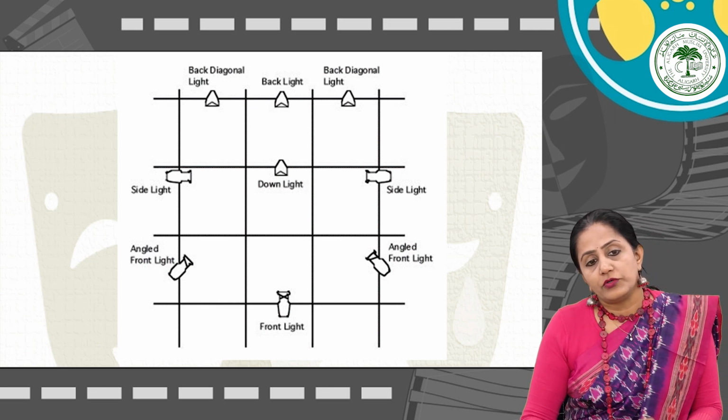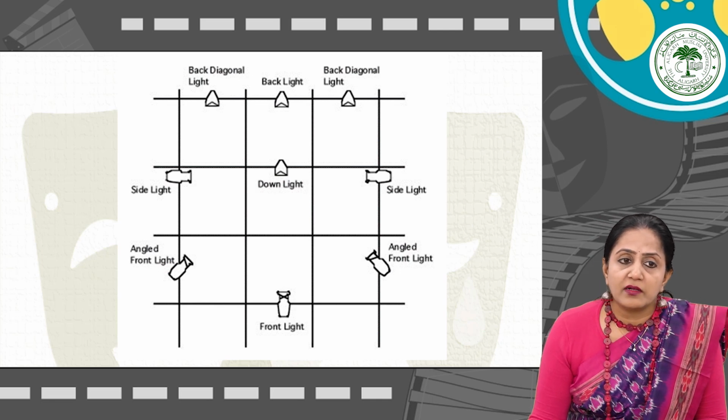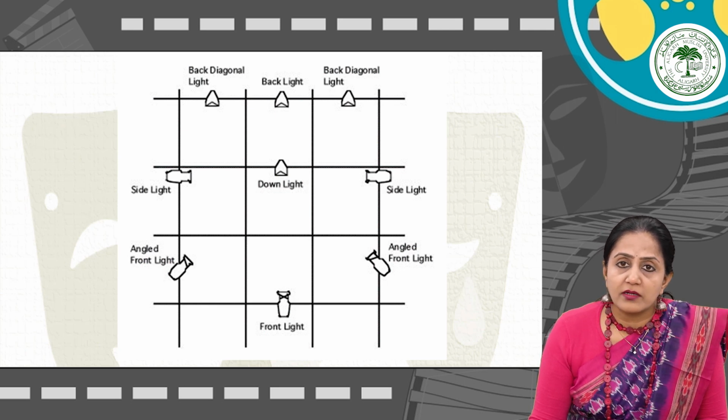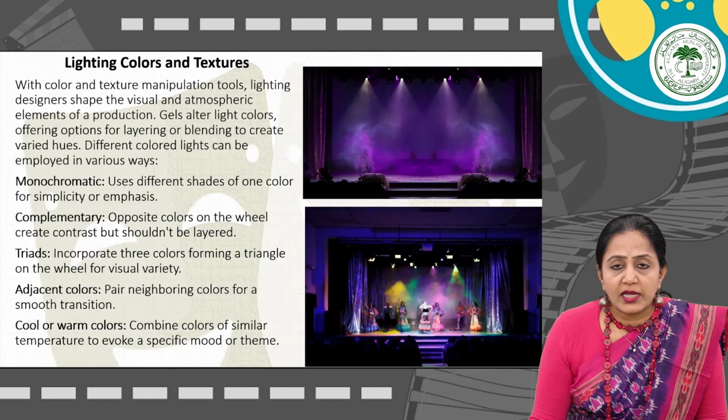So this is how you do some basic lighting. With a combination of these lightings, and using different kinds of gobos and patterns and shades and colors, you can create different combinations, different impacts of lights. Then we move on to lighting colors and textures.